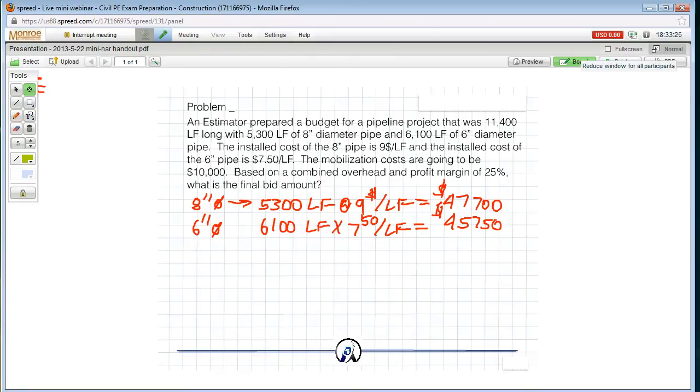And then we have mobilization costs. We would want to account for that. It's just a lump sum value, mobilization abbreviated. So we have 3 different values. We're going to add those up, and I get 103,450 for those 3 values. And that would be our subtotal.